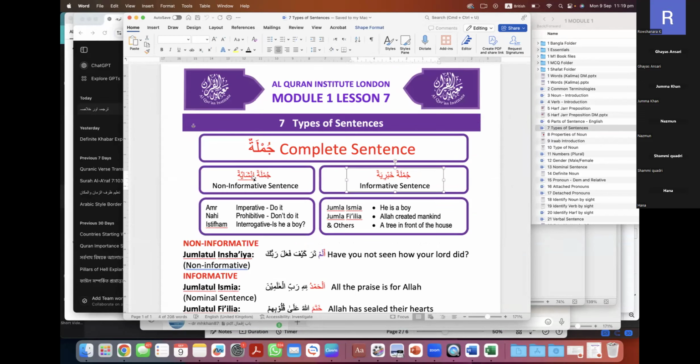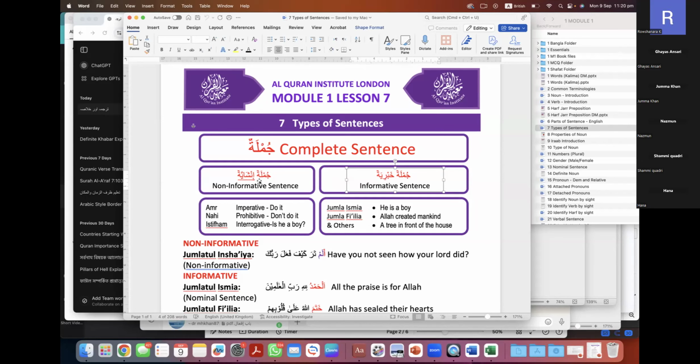I would like you to take this away. I won't let you go home until we finish this and you learn it, and it will be in the next 5-10 minutes. So the two types of sentences: first, the informative sentence, and second, the non-informative sentence. Our Ustad kept it very simple for you, and obviously it will be repeated, but this needs to be covered here. So I would like you to pay attention.